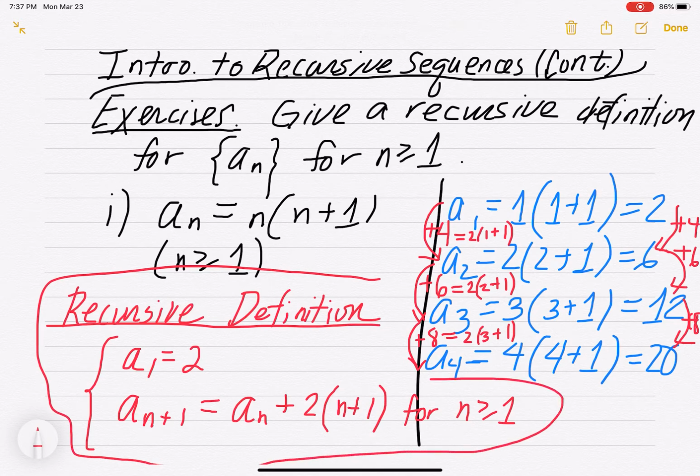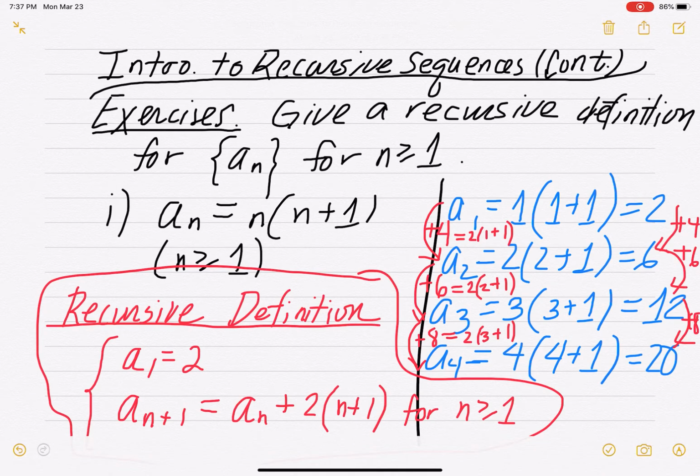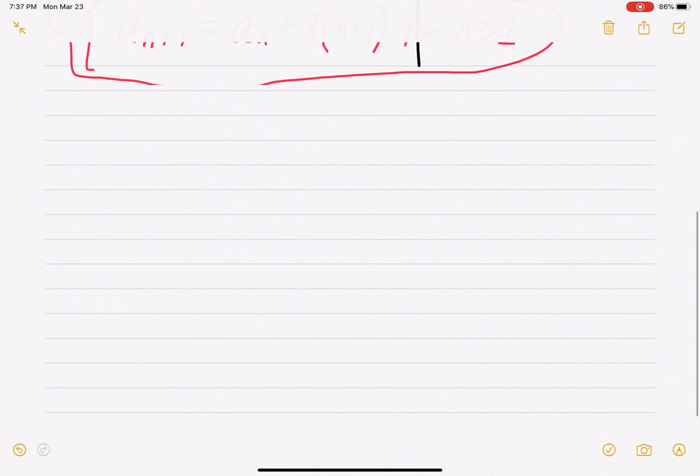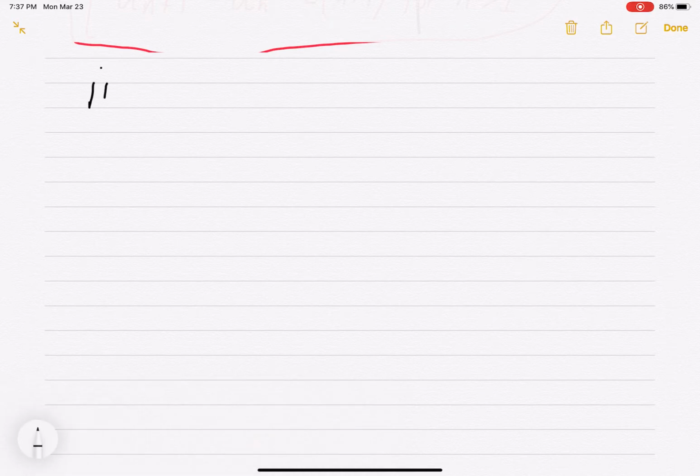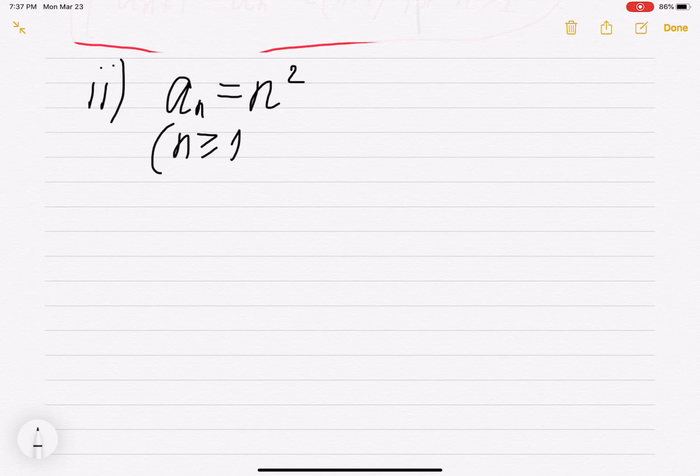Scroll a little bit. Do another. Let's see, what's next? We got number 4. No, number 2. Here I have a sub n equals n squared. That's a nice closed formula. We're going to start at 1 and we're going to go up from there.